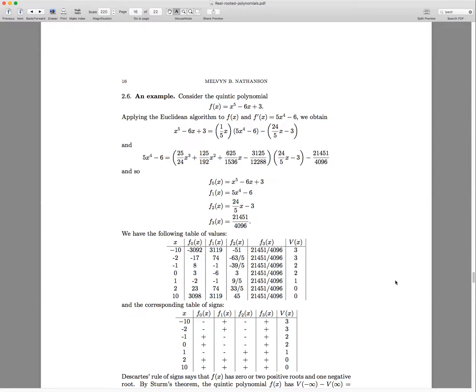Well, but if I want to make it more precise, evaluate this, for example, at a half. And that'll tell me whether my root, which I know is between 0 and 1, is between 0.5 and 1. But this is Sturm's theorem.